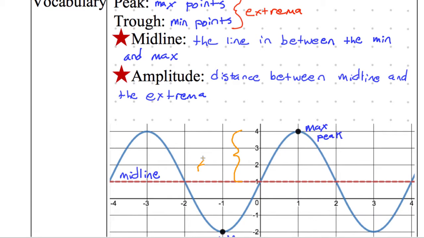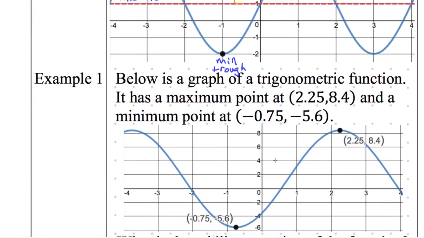Amplitude. A key thing is it's exactly half of the total height. So if you want to find amplitude, get the max and minimum heights, the y-coordinates, and then subtract them and then divide by 2 and you'll get the amplitude. Let's look at an example.